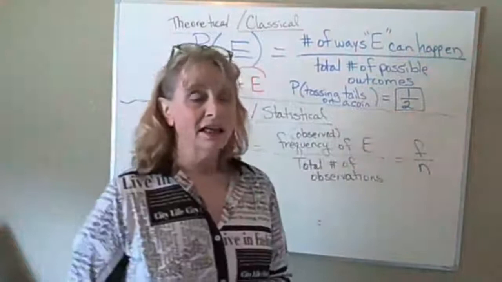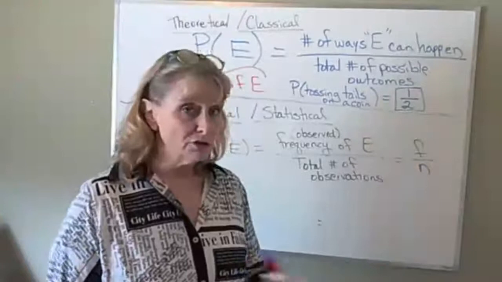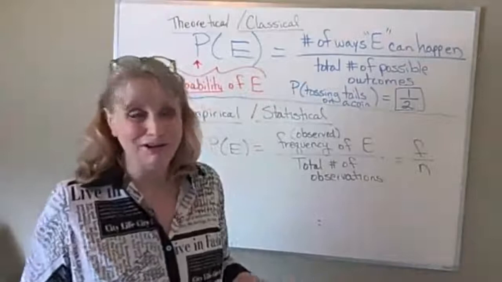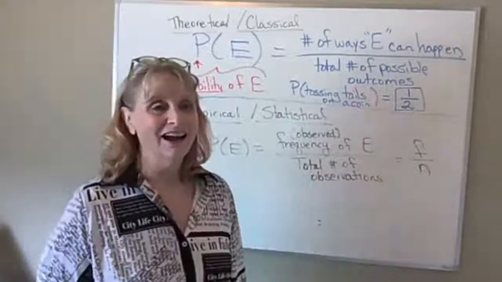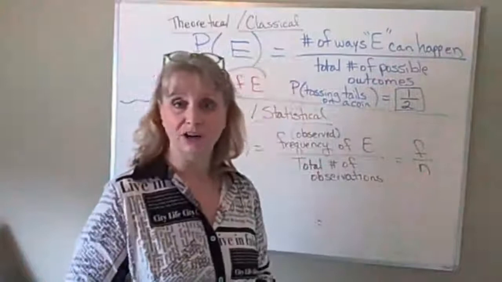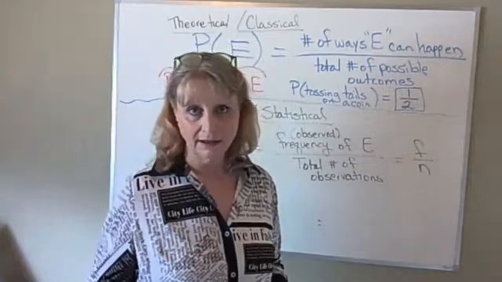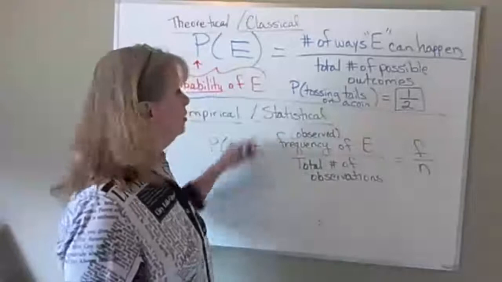Now, the more observations, the more times you flip the coin, the closer it'll probably be to evening out. If you flipped it 100 times, that's quite a bit, but it probably won't be exactly 50 and 50, because that would be sort of unusual. If you did 1,000, it'd be even more likely to be half and half. And that's called the law of large numbers. The more times you repeat, the more observations you make, the more likely the observed probability will come out to be the theoretical probability.